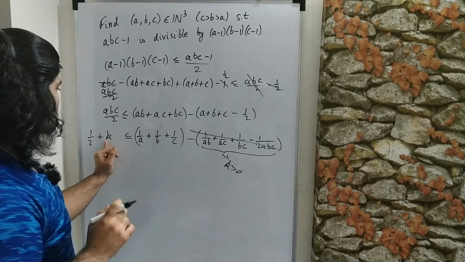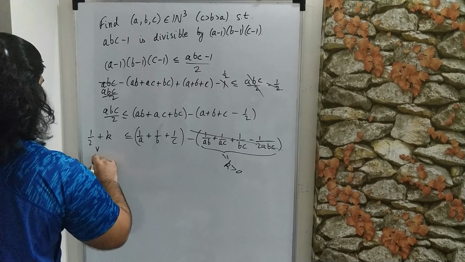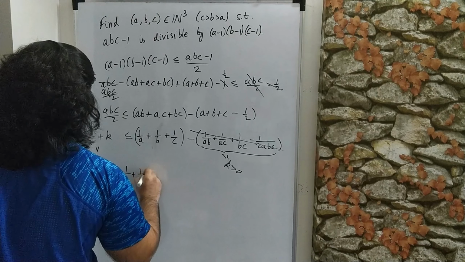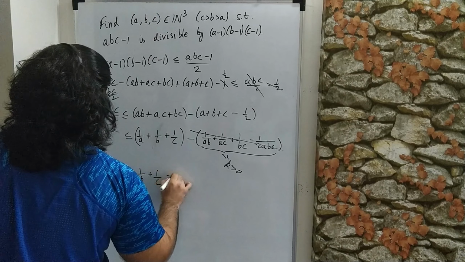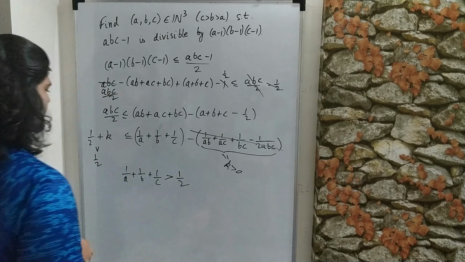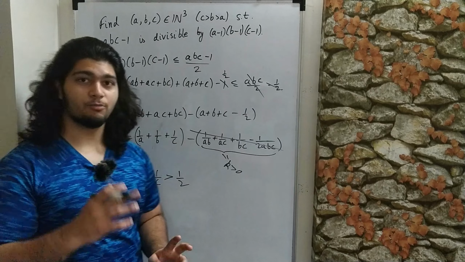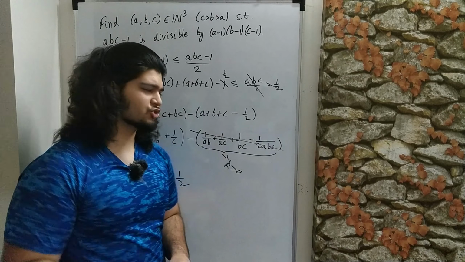But now k is positive, so this is greater than half, so what we get is 1 by a plus 1 by b plus 1 by c is strictly greater than half. And now we have finally arrived at the condition which will limit how big a, b and c can get. So let me show you how.